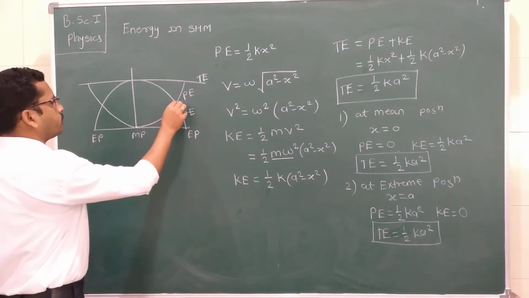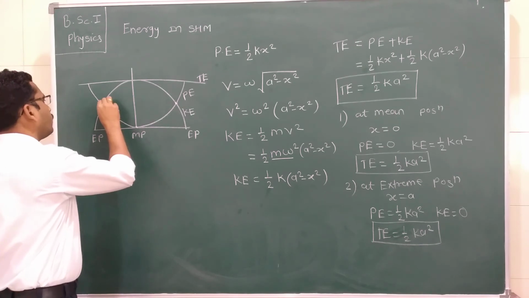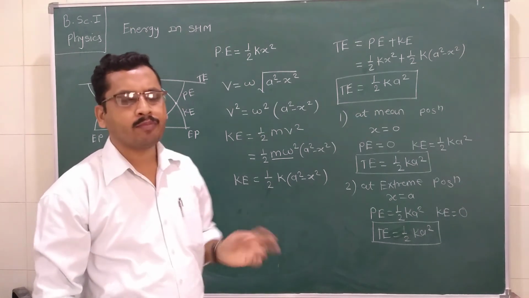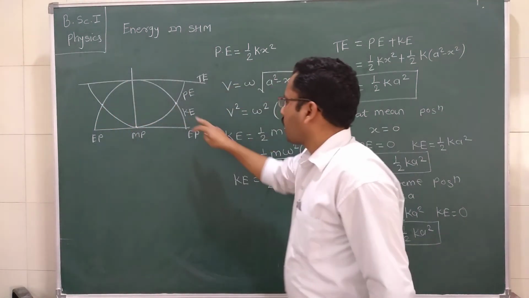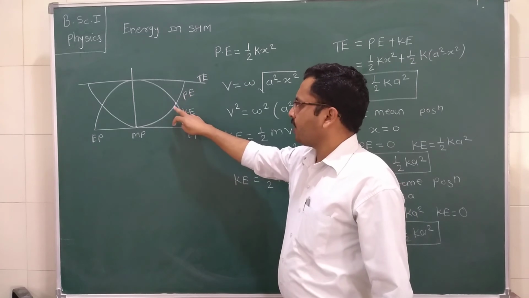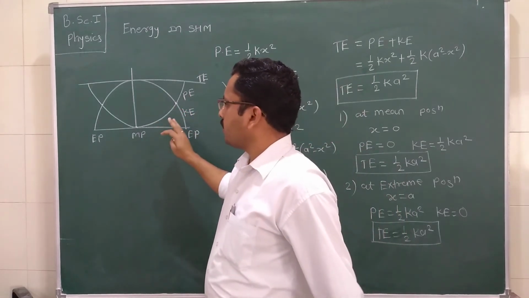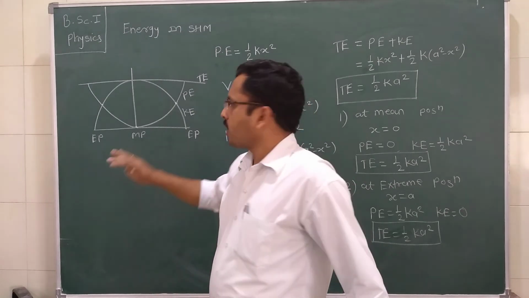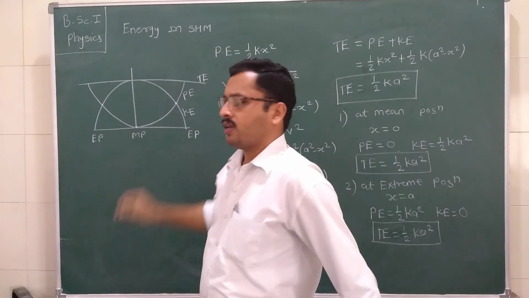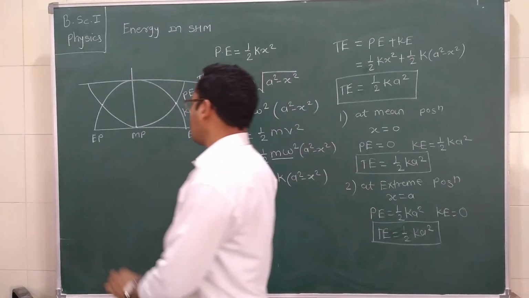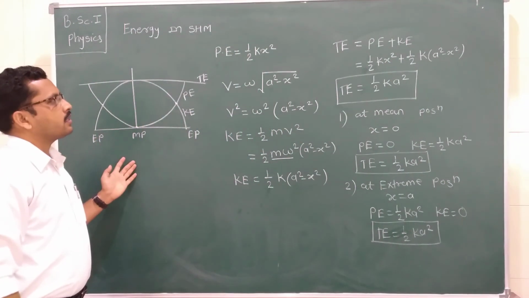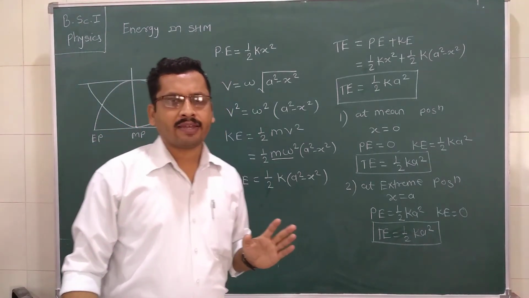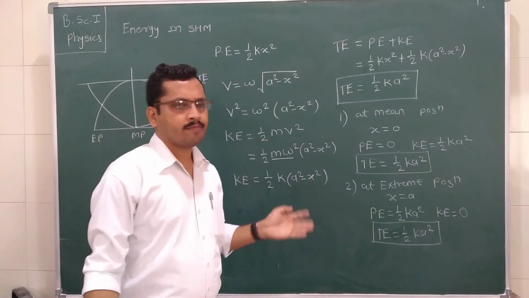So there are 2 points, and these 2 points represent where the potential energy and kinetic energy both have the same value. Okay, so there must be a position at which the total energy, equal to kinetic energy plus potential energy, has the same value. So in this way we see the total energy in simple harmonic motion, as well as the conservation of energy in simple harmonic motion.